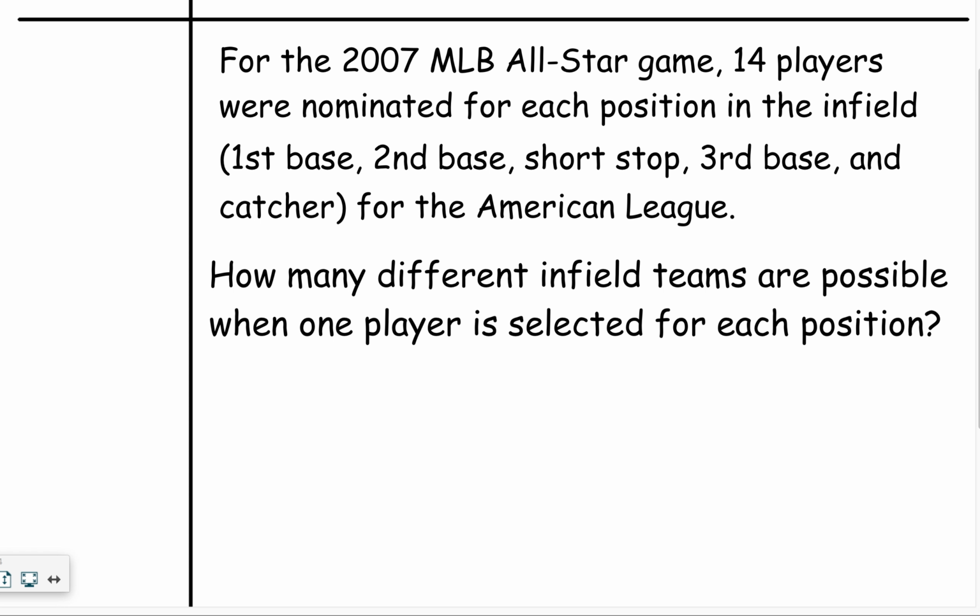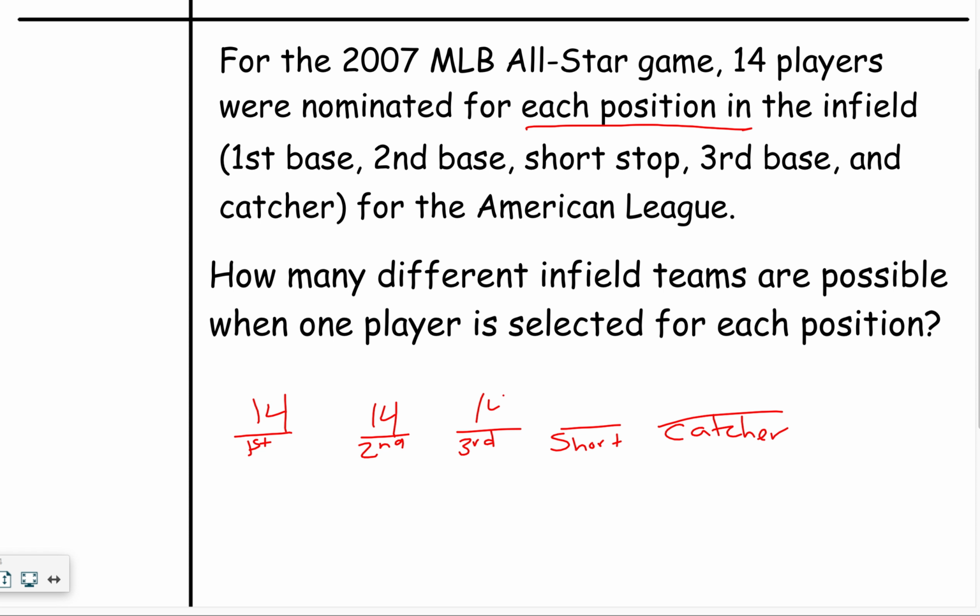So just like we had pasta, sauce, and meatball, this time what we're going to have is first base, second base, third, short, catcher. I think I got them all. Let me just check. First, second, short, third, and catcher. Yep. How many did I have? This says there were 14 nominated for each position. So I had 14 here, 14 here, 14 here, 14 here, and 14 here.